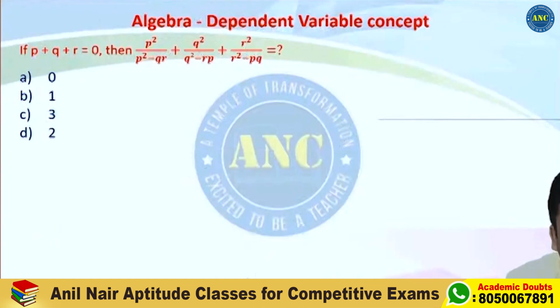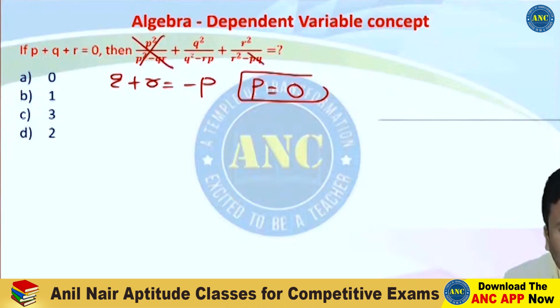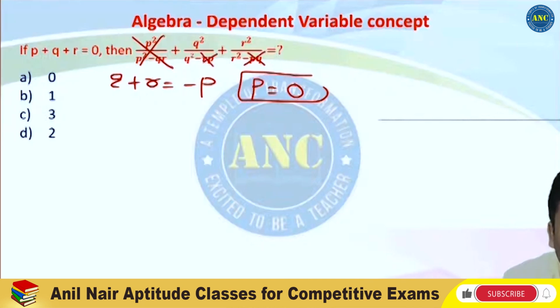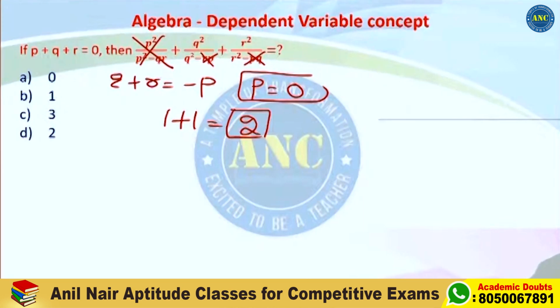Hey Anil sir, if I make Q plus R equal to minus P? Make the dependent variable 0. P is 0. This is 0, this is 0, and 1 plus 1 is nothing but 2. Still the answer will not change. I am not clear with your question, Monica, so I am not taking up your question. I hope it is clear.